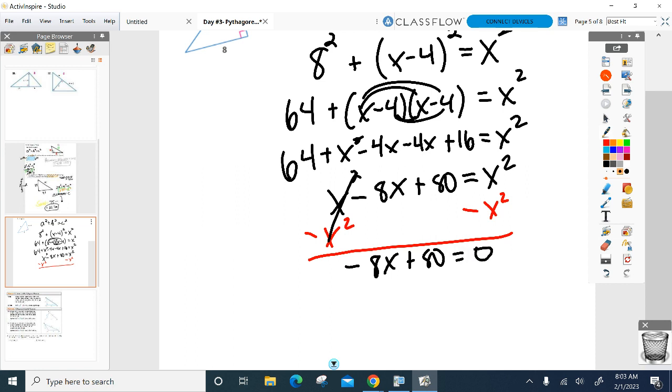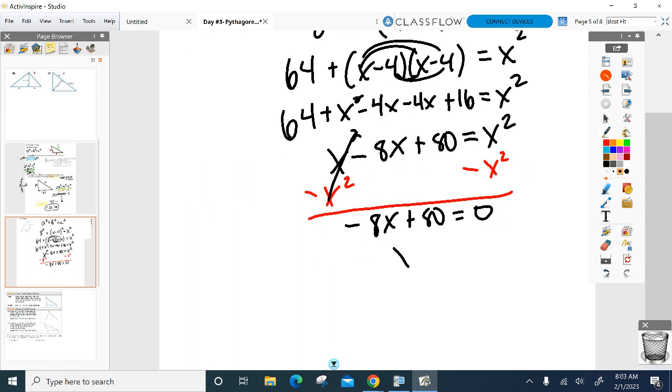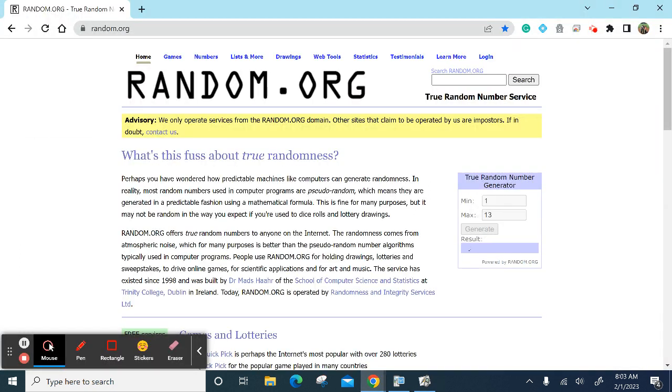Yeah, you guys can solve this. Solve it for x now. We don't need anything fancy. The x squareds cancel. I don't have to factor. Now solve it for x. Move the 80 over and do your thing. What do you end up with for x? 4?